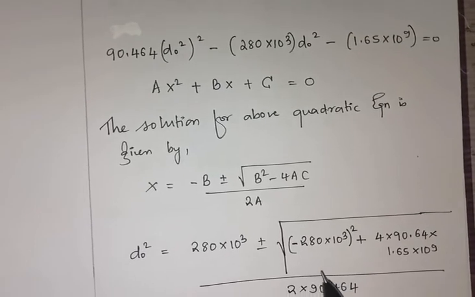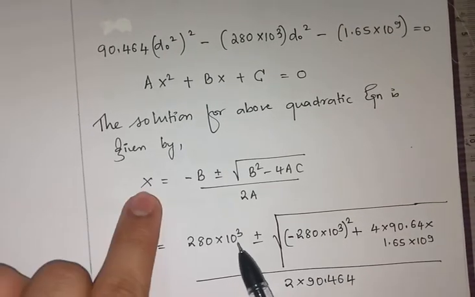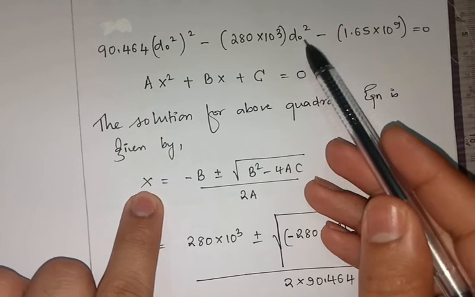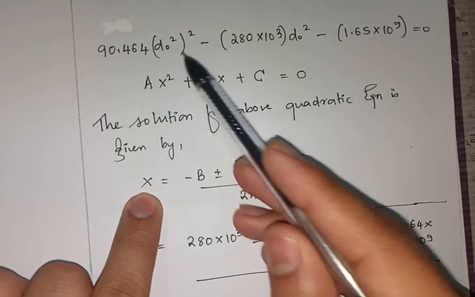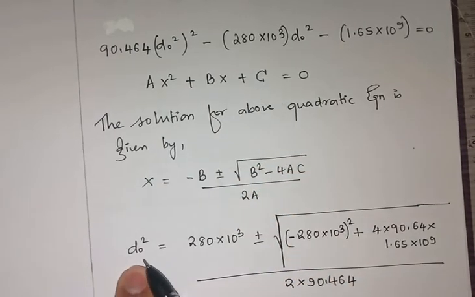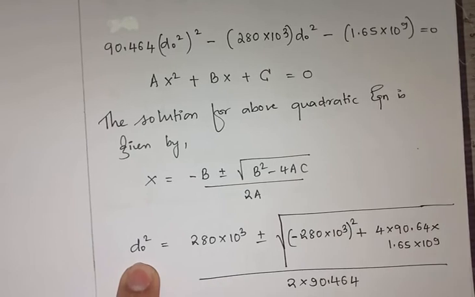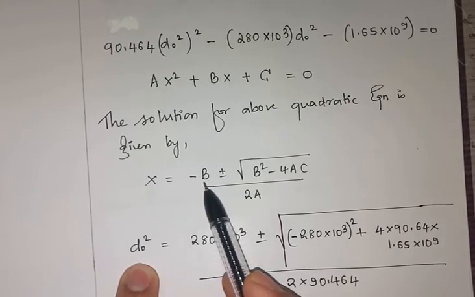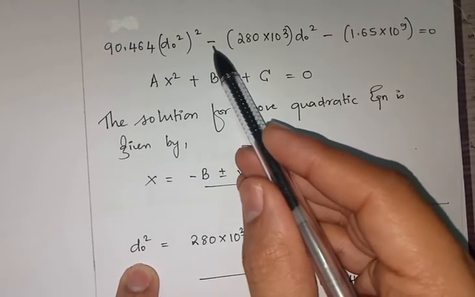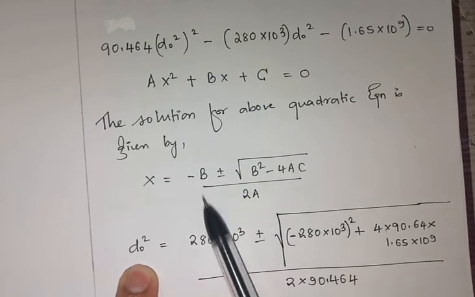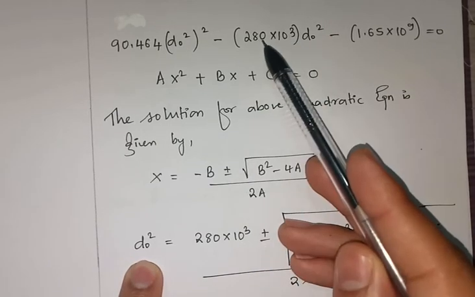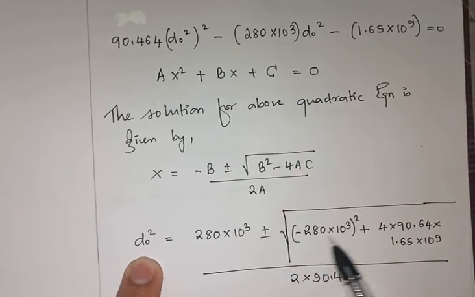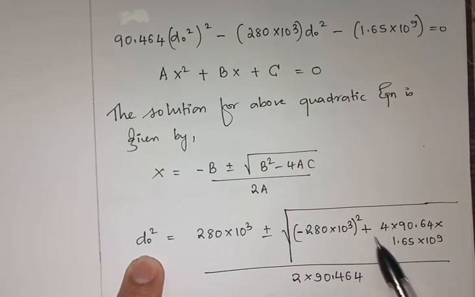So then we need to put the values. So here, what is the x value? This is x value, this is x square value. X value is d naught square. So where x is, you put d naught square is equal to minus b. So minus sign is already there, and once again you are taking minus, so minus into minus becomes plus 280 into 10 raised to 3, plus or minus under root b square. So b is having a minus sign, so it is minus 280 into 10 raised to 3 whole square, plus.